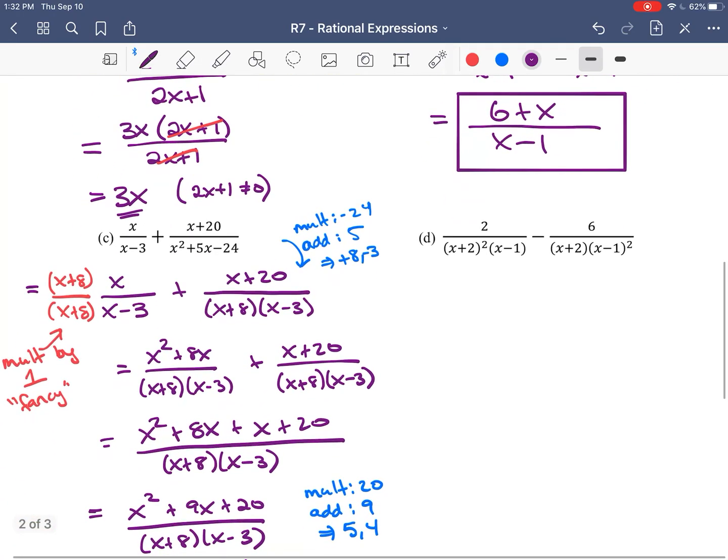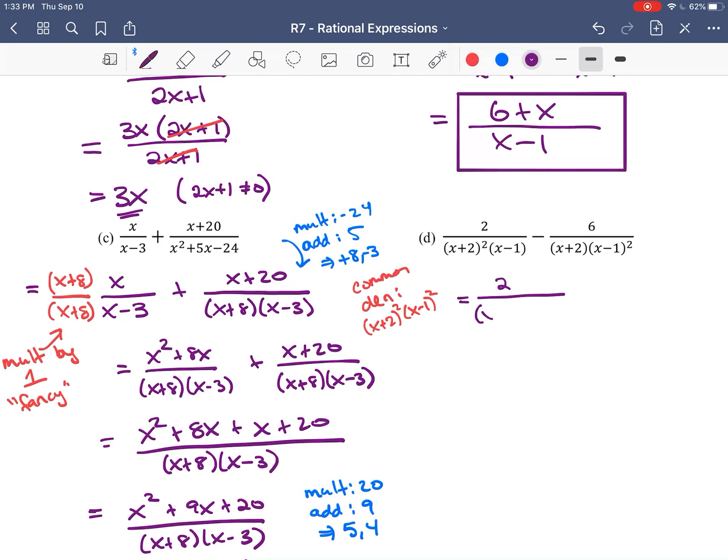Okay, so another one. Here we need a common denominator. So it looks like they have some common factors in here. So our common denominator, maybe I'll write that here. The common denominator is going to be x plus 2 squared times x minus 1 squared. So it's the least common multiple of these two denominators. So in order to get that on both, on the first one, I'm going to write this down here.